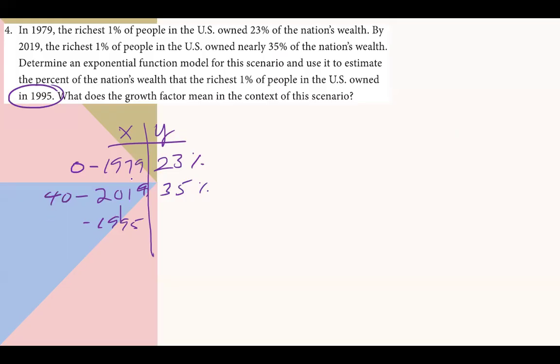If someone was born in 1979, how old would they be in 1995? There you go. Does that make sense? Okay. All right. I'm going to stop talking. I'm going to give you 3 minutes. Is that fair? You're going to find the model and find what would be the population percent in 1995.